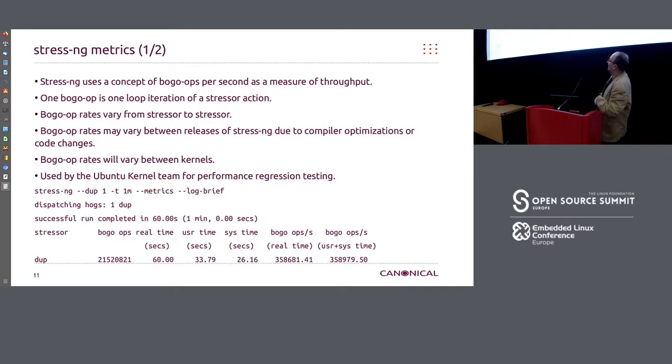But it's a known way of exercising something in a measurable way. And from that, we can compute the throughput in terms of bogo operations based on the wall clock time. That's the real time, the time to start the test or finish the test. Or in terms of user time and system time combined. So the two ways of measuring throughput. So stress-ng gives you that ability.